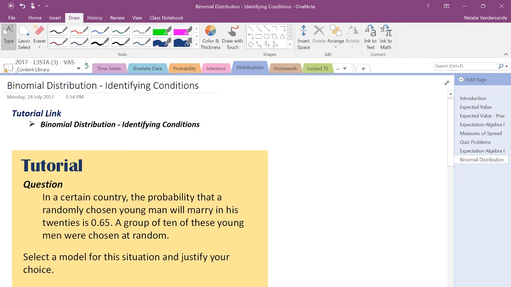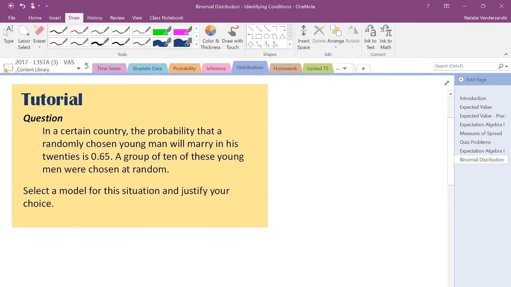This is a tutorial for identifying conditions when using a binomial distribution. Normally, this type of question is accompanied by a probability calculation, but in this tutorial, we are focusing on the reasoning using the conditions.